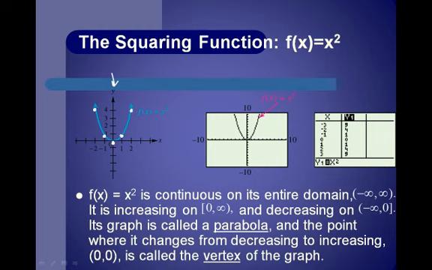Now this function is increasing on the interval from 0 to infinity, and it's decreasing on the interval from negative infinity to 0, meaning starting at 0 the values go up, and before we get to 0 the values go down. The graph again is called a parabola, and the point where the graph changes from decreasing to increasing is called the vertex of the graph.